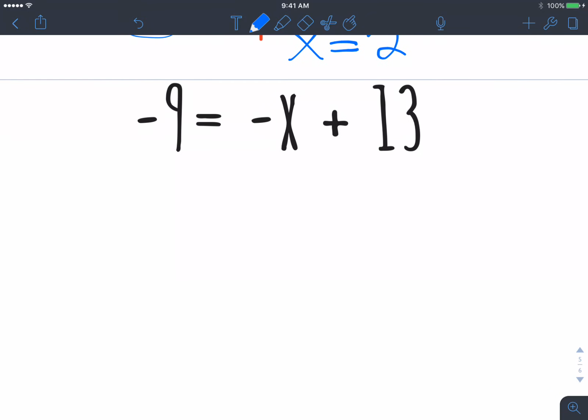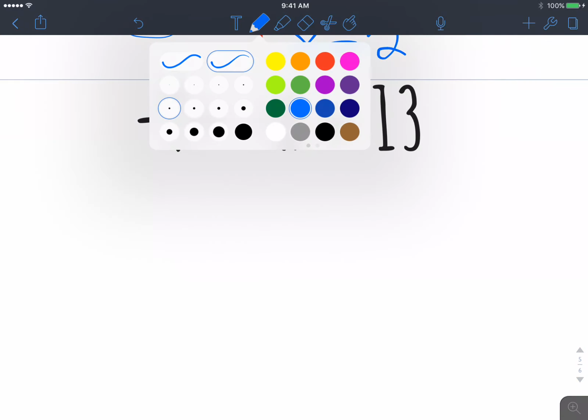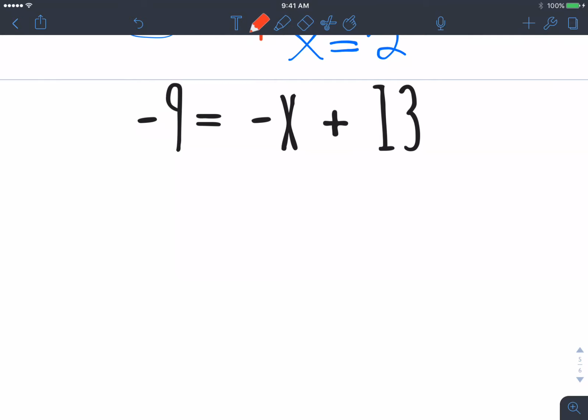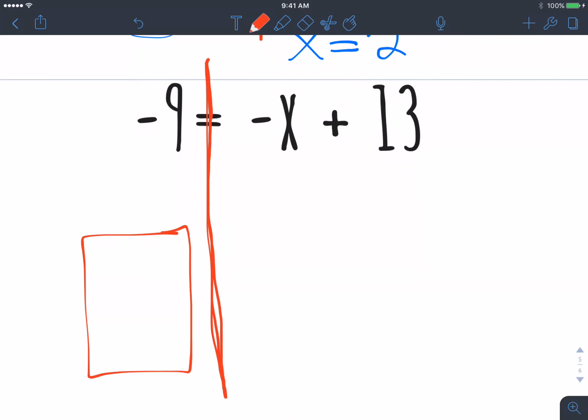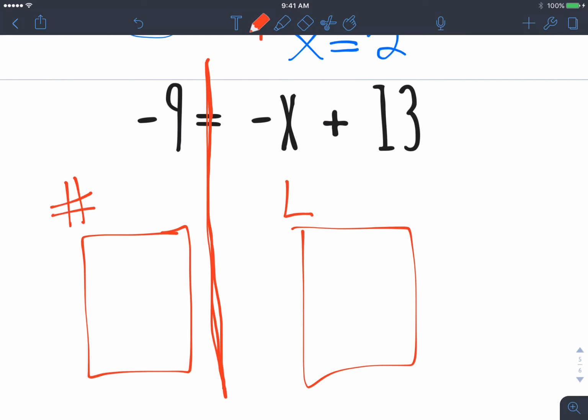Okay, this is the last problem that we're going to look at today. And this time you will notice that instead of just a letter by itself, we have a number by itself. So I'm going to go ahead and draw my fence, draw my boxes. This time I'm going to go ahead and put my number box over here. And I'm going to put my letter box over here. I do have an invisible 1 in there.